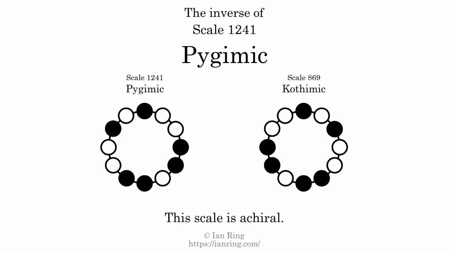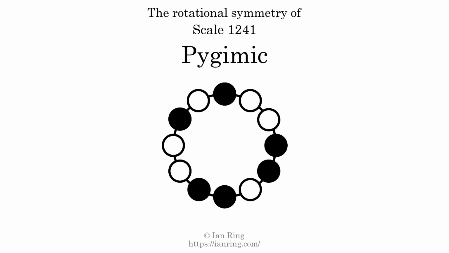The inverse of a scale is a mirror image. It is what you get when the sequence of intervals is reversed. The inverse of this scale is scale 869, also known as Pygimic. This scale is achiral, since it can transform into its own reflection by a rotational transformation. This scale has no rotational symmetry.